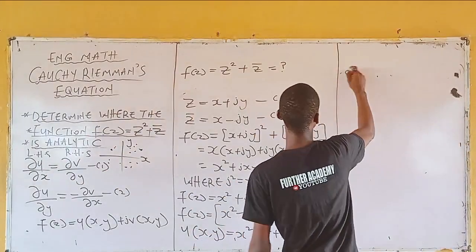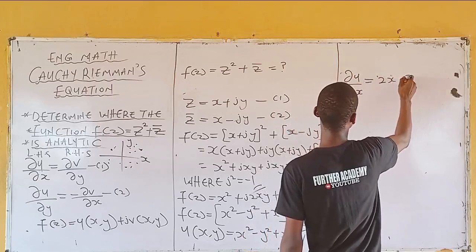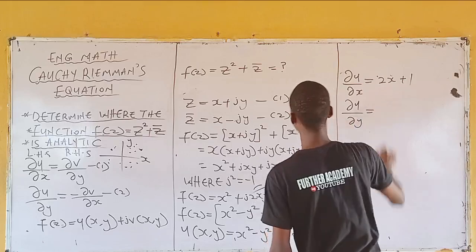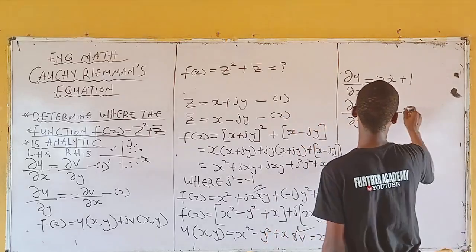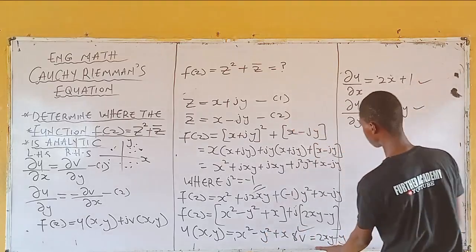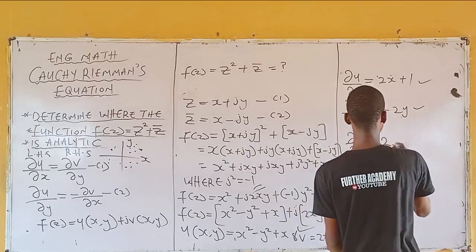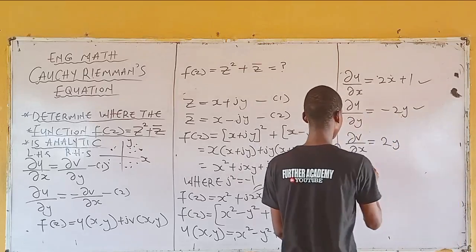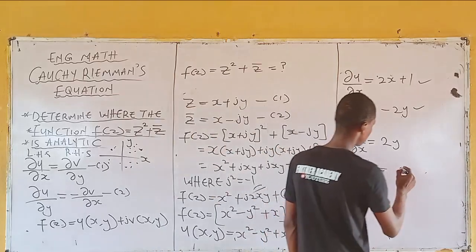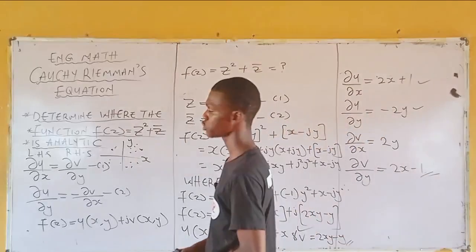Partial derivative of u with respect to what? X. What do we have? 2x plus 1. Partial derivative of u with respect to y. What do we have? Minus 2y. Right? Then, next up, for your v function, partial derivative of v with respect to x. What's the answer? 2y. Partial derivative of v with respect to y. What do you have? 2x minus 1. Alright, therefore, let's verify Cauchy Riemann's equation.